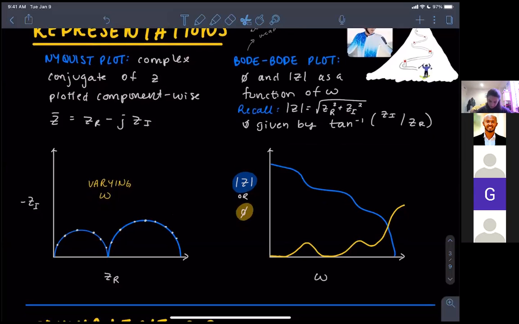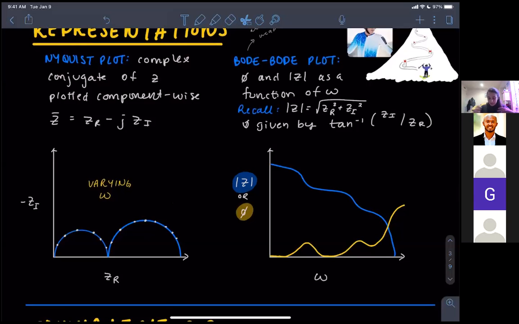So we know how to do these representations. We know how to take the data. You just vary your potential. You wiggle that at different frequencies, and then you figure out what the impedance response is. So how do we actually analyze what comes out?